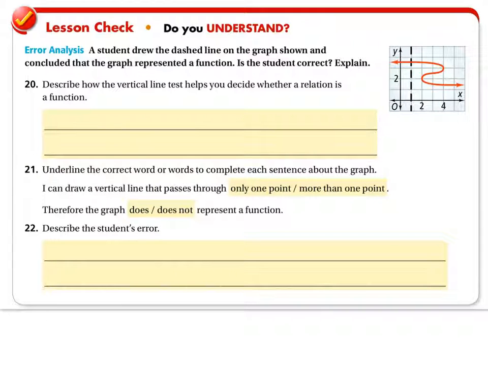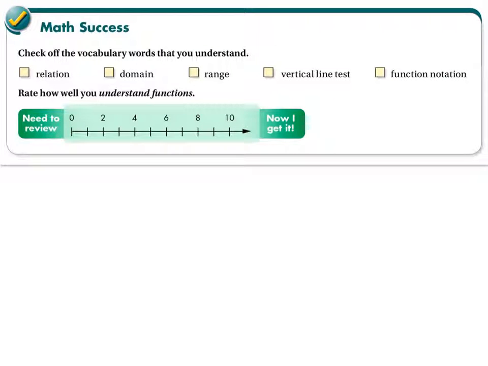Do not forget to work through the lesson check. And of course, if you have any questions, make sure you bring them with you to class tomorrow. And also, make sure you feel comfortable with the words relation or relationship, domain, your x value or your input value, range, the y value or the output, vertical line test, and function notation. Finally, mark how well you believe you understand functions. And I'll see you in class tomorrow.